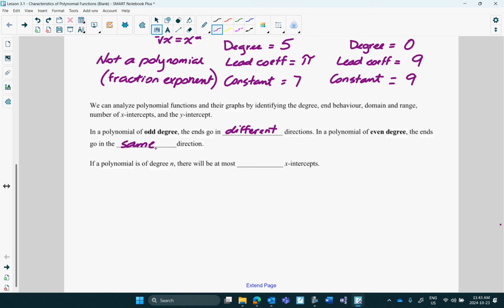And whatever the degree is, whatever the highest exponent is, there could be up to that exponent number of intercepts. Okay, and I'll refer back to this when we look at the next page.